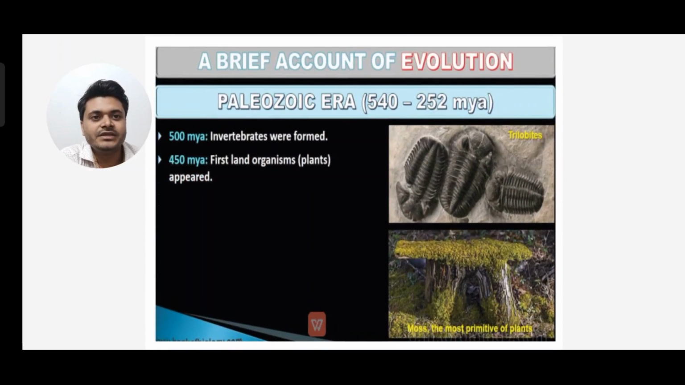Next you can see the Paleozoic era, that is 540 to 252 million years ago. You can see that 500 million years ago invertebrates were formed. So when were invertebrates formed? They were formed 500 million years ago. And 450 million years ago the first land organisms, that is plants, appeared. So plants had appeared 450 million years ago. So you can see the structures.